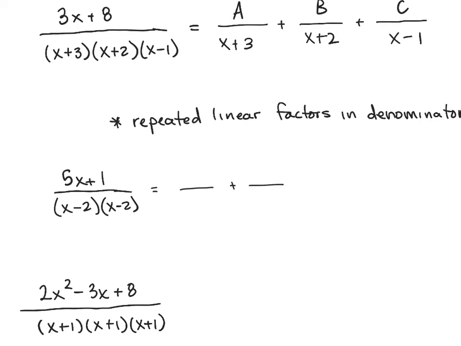The difference here is when you have repeated factors, every time it repeats, you have to increase the exponent. So the first time you write it, it's just simply the factor x minus 2. The second time you write it, it's x minus 2 squared. If this had repeated a third time, you would write one more partial fraction with x minus 2 to the third power.